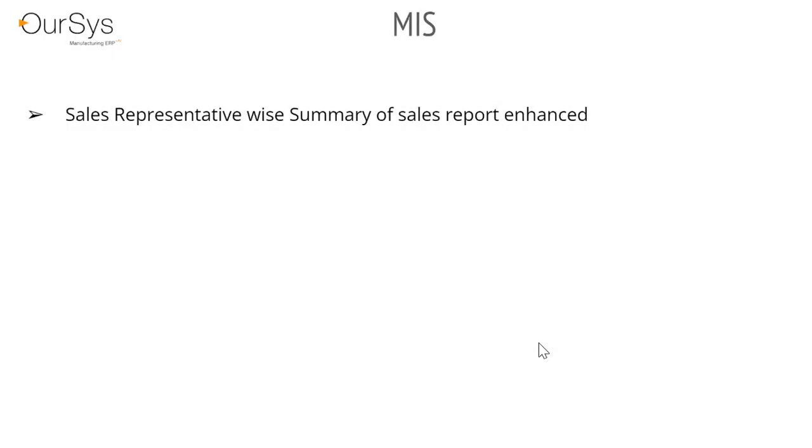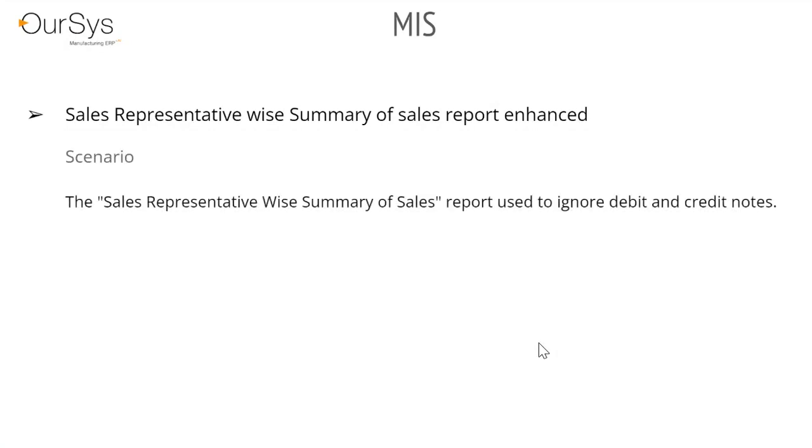Sales representative wise summary of sales report enhanced. So the sales representative wise summary of sales report used to leave out or not include the debit and credit note when showing the sales data for each sales representative.